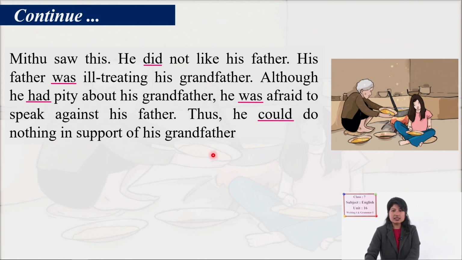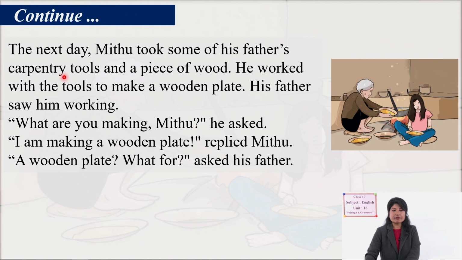Now again, let's continue next paragraph. The next day, Mithu took some of his father's carpentry tools and a piece of wood. He worked with the tools to make a wooden plate. His father saw him working. "What are you making, Mithu?" he asked. "I am making a wooden plate," replied Mithu. "A wooden plate? For what?" "What for?" asked his father.